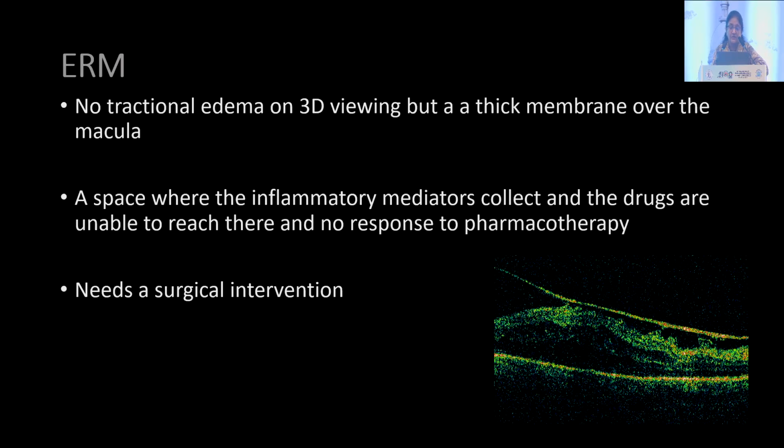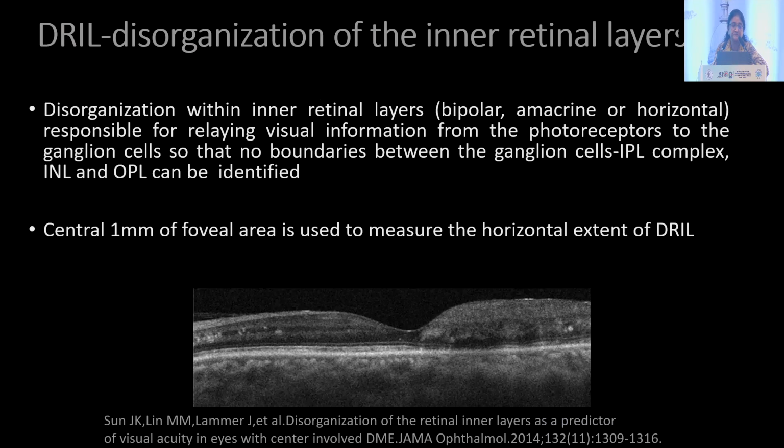Here we have a thick posterior hyaloid face, which is causing traction on the posterior pole of the retina. Here, whatever agent you may try as an intravitreal injection, it's unlikely to have a benefit because all the inflammatory mediators tend to collect in between the posterior hyaloid and the retina, where any pharmacotherapy is unable to really penetrate. These are the patients who would ultimately require a surgical intervention.